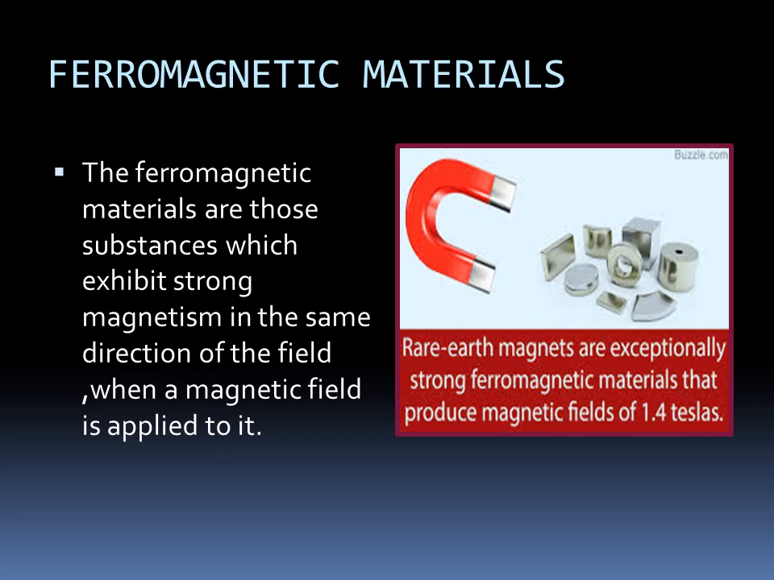Now we are going to discuss the third type of magnetic materials, which are called ferromagnetic materials. Ferromagnetic materials are defined as those substances which exhibit strong magnetism in the same direction as the field when a magnetic field is applied to them, as shown in the diagram as well.